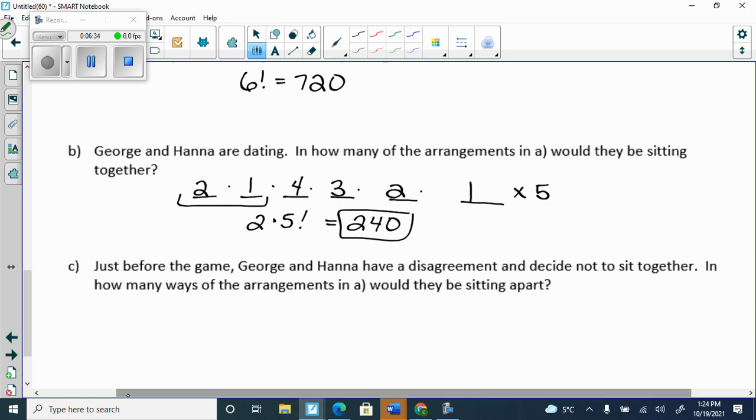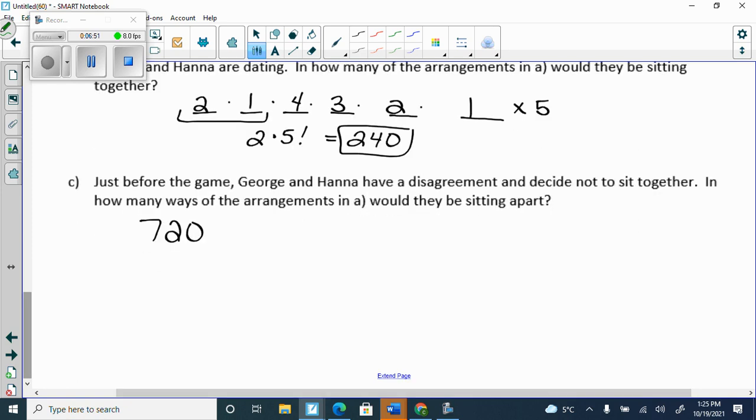So, in how many of the arrangements in A, so of the 720, would they be sitting apart? How do we do that? So they're not sitting together. Yes, we take 720, which is the total number of ways we can sit people. So we do total, no restrictions. And we actually don't find the ways they can't sit together. What do we do? We find the ways they can. So we subtract off the ways they are together.